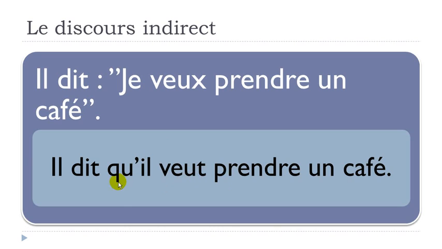So in that case, il dit qu'il veut prendre un café. And of course, as usual in French, this que, if there is a vowel after, so remember this will have to go away, so you will get this qu'il. Il dit qu'il veut prendre un café. Okay, so this is this discours indirect, so the indirect form of il dit je veux prendre un café. It will be transformed like il dit qu'il veut prendre un café.